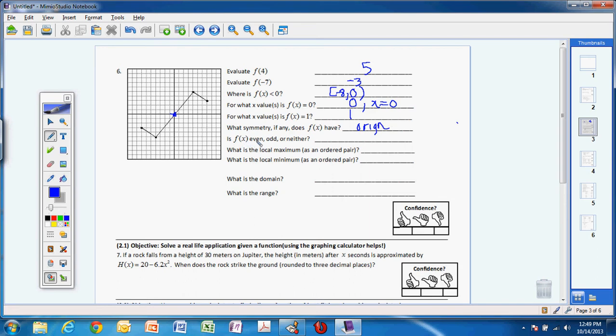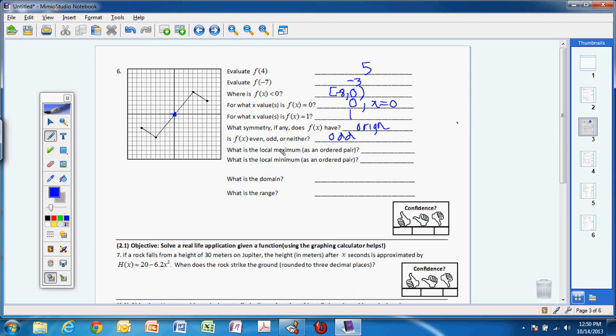Now, is f of x even, odd, or neither? This depends on the kind of symmetry. If it was even, if you remember, that has y-axis symmetry. Odd has origin symmetry. So in this case, this graph is odd because it has symmetry around the origin.